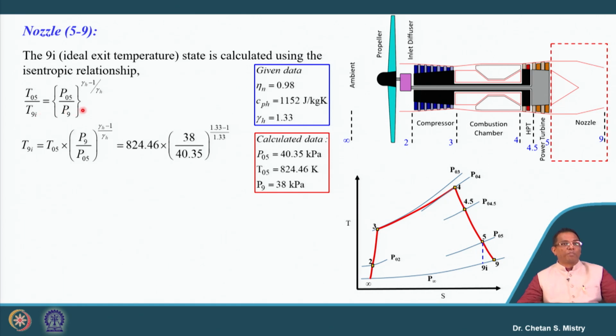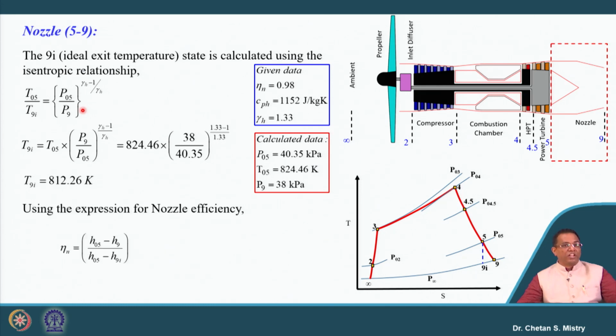It is in terms of my pressure ratio. So that's what will be given my 9i condition. And from our efficiency correlation for the nozzle, we can write down the efficiency is given by H05 minus H9 divided by H05 minus H9i. There is a specific reason behind it, because what all we have calculated is our ideal power. We are talking about delta Hi, and that's the reason why this 9i point is very important.